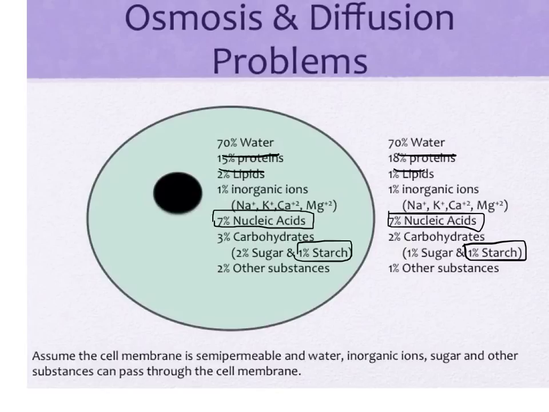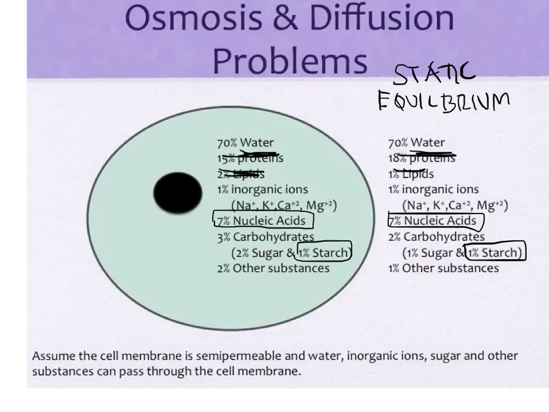Here's our last problem. Once again, the proteins, lipids, those are not going to flow through. But I do want to point out, if you look at the nucleic acids and the starches, they are equal on both sides, but they're not going to move through because it's a semi-permeable membrane and they are too big. So in this case we have an equilibrium like we had in some of the other problems, only it's not exactly the same. It's what we would call static equilibrium because it's not moving, it's not dynamic.